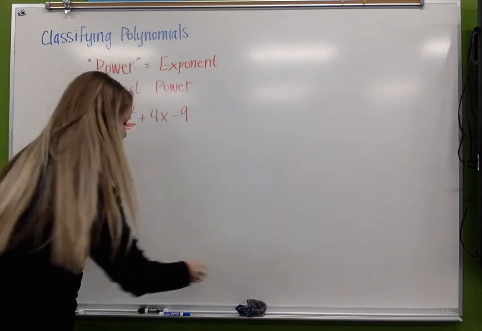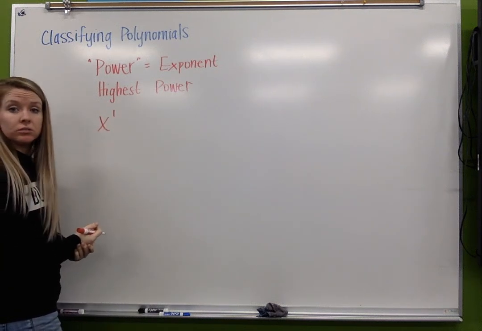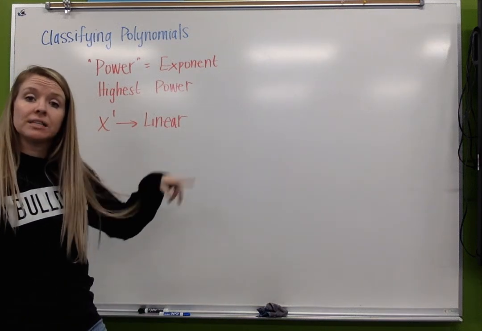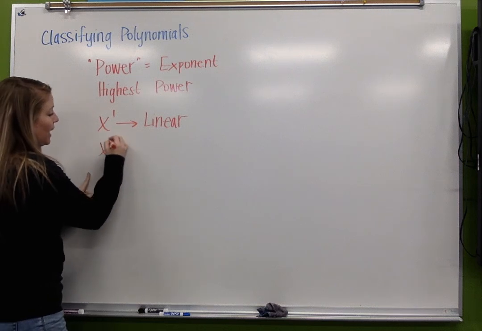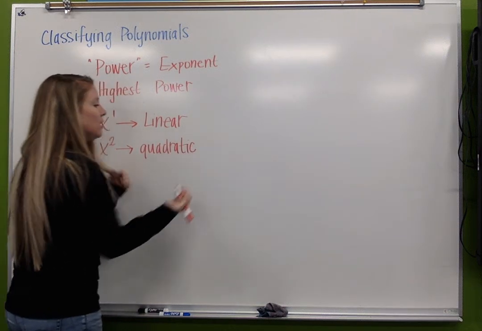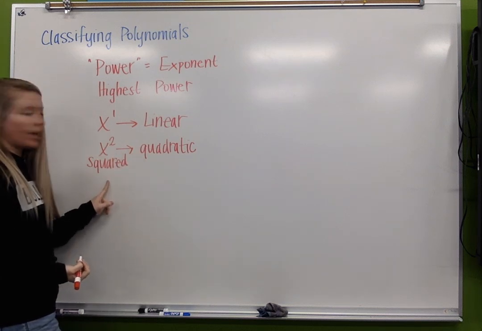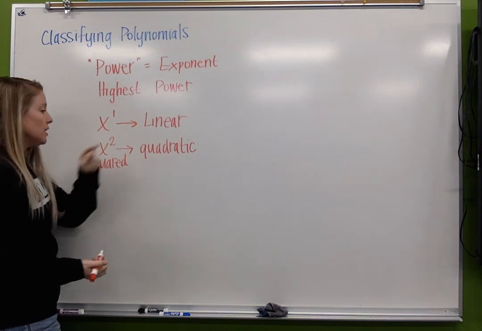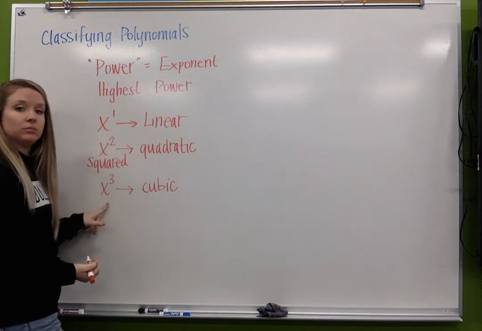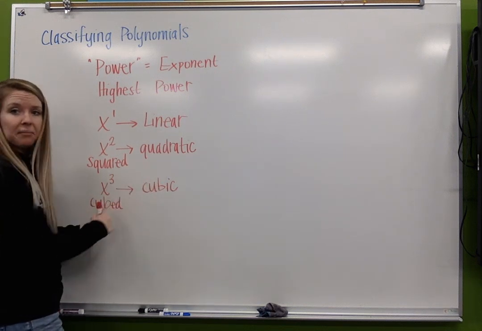Let's look at our different levels. If the highest power in our polynomial is x to the first, this is linear. If the highest power is 2, this is a quadratic. When we talk about an x to the second power, you're going to hear me call this x squared. X squared means quadratic. Then we get to x to the third power. This is a cubic polynomial. 3 is cubic. You're going to hear me call this x cubed. Cubed, cubic. That makes sense, right? That's fitting.